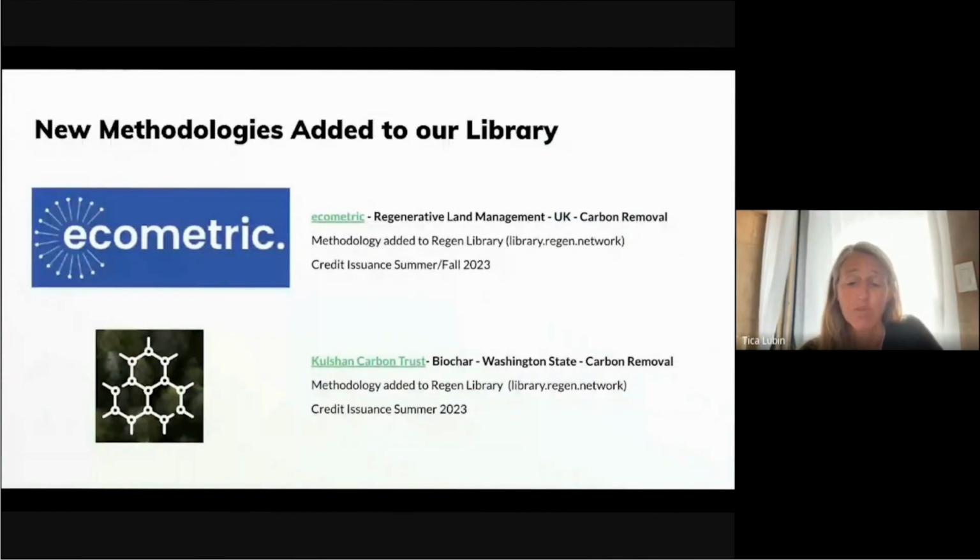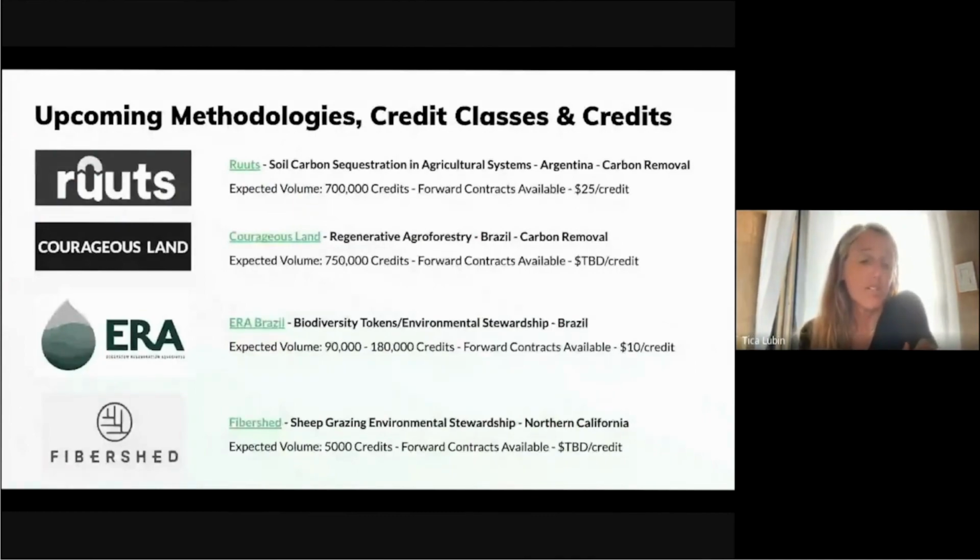Some of the more recent methodologies we've added to our library include Ecometrics Regenerative Land Management Methodology and Colshan Carbon Trust Biochar Methodology. Next slide. These are some upcoming methodologies. And so along with the primary indicator of carbon sequestration, you'll notice here that Regen Registry supports listing data related to more holistic monitoring approaches. So what's important to notice here is the move to a wider variety of credits, including biodiversity and the practice of sheep grazing that the EBF activator work will support. Next slide, Federica, please.